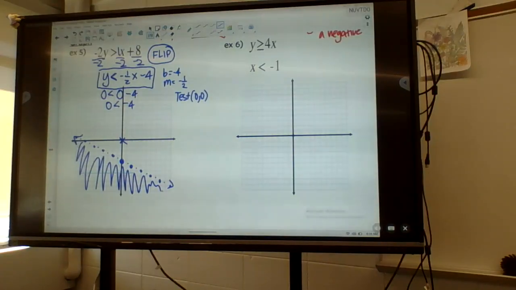So if you don't need to test a point, that's perfectly fine with me. Either way is fine, as long as you get the right side colored. Okay?